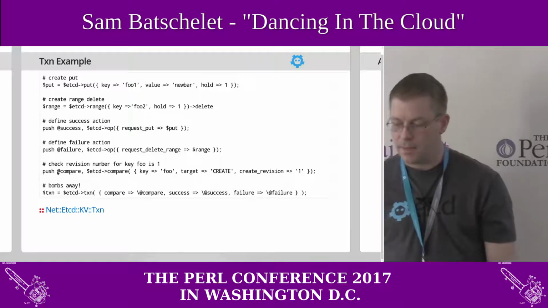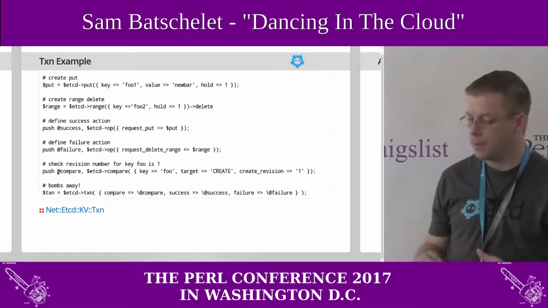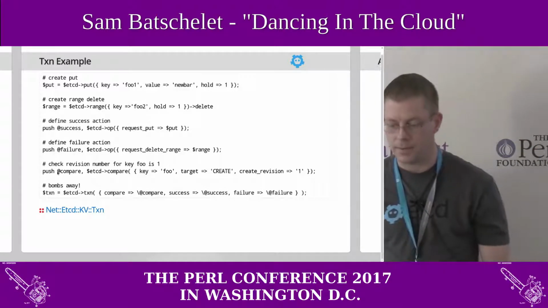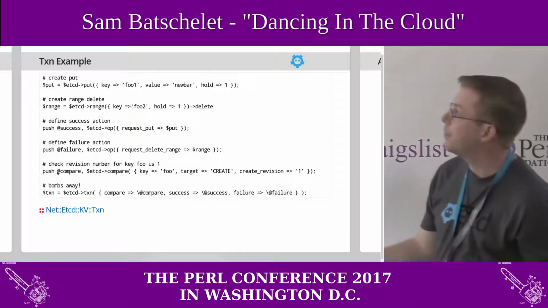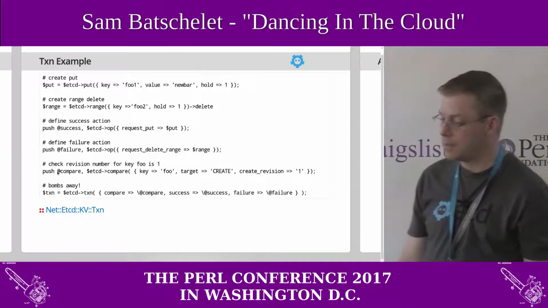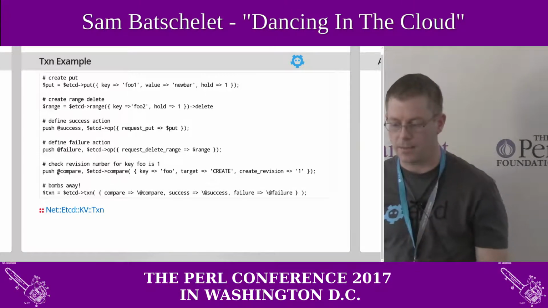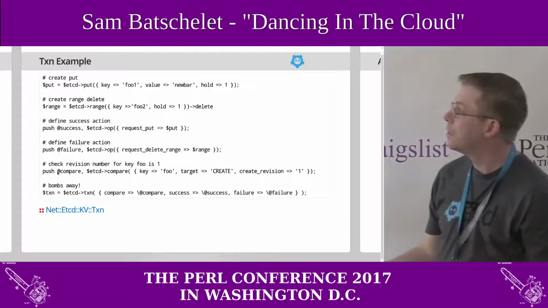So this is an example of how we would create that. We're going to create a put object. We're going to flag a hold there, which means that we're not going to actually run the transaction. We're just going to hold the object. And we're also going to do that with a range.